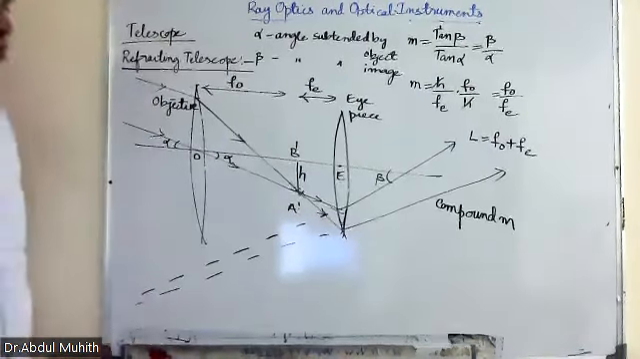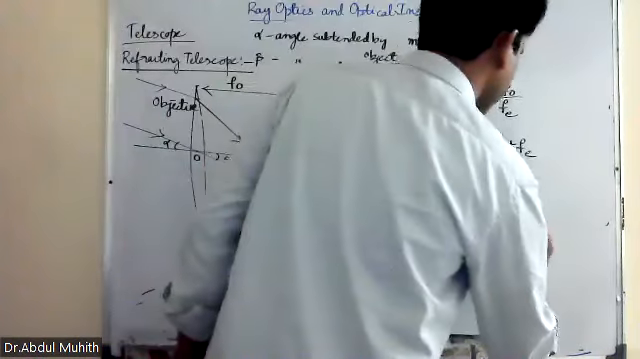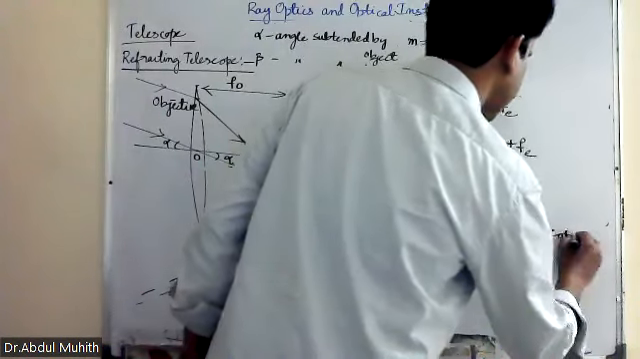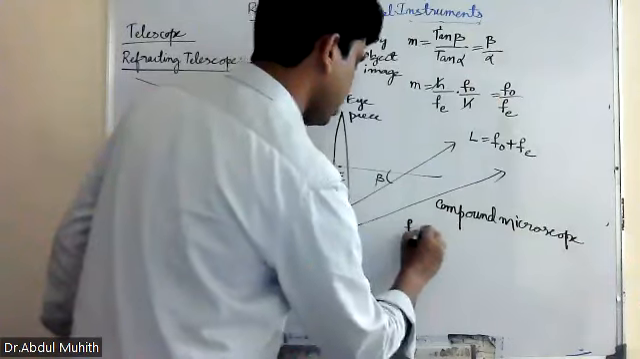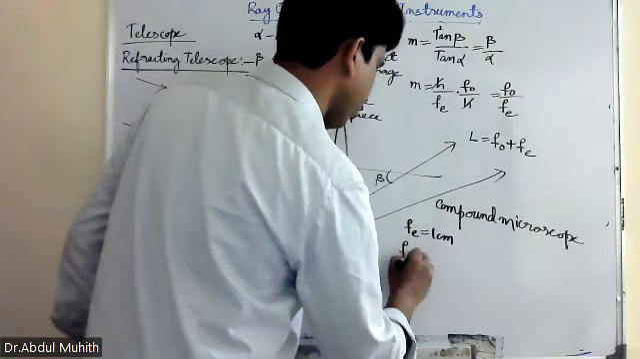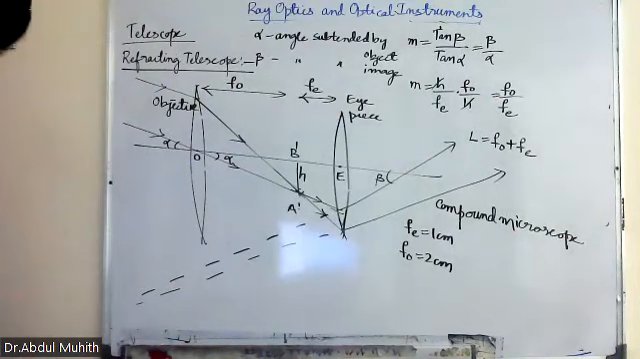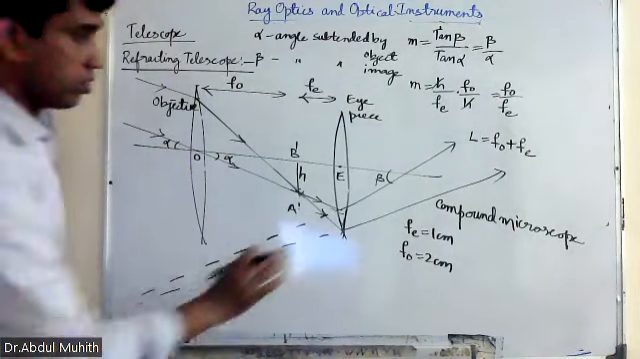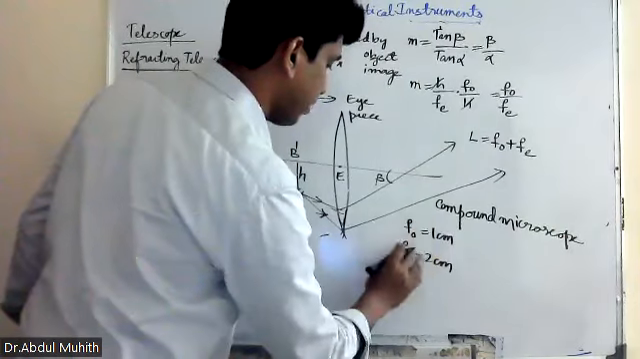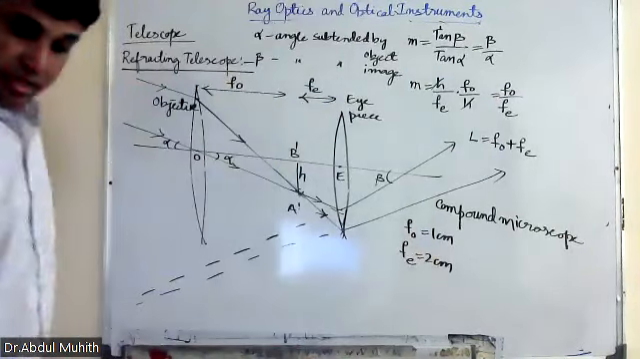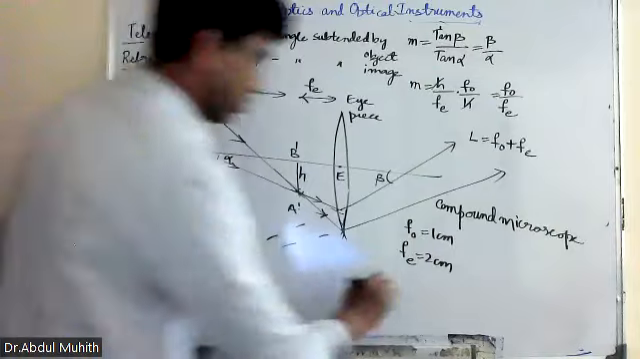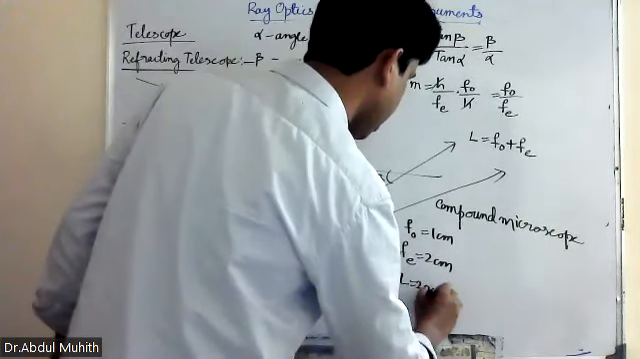In the problem, in a compound microscope, here Fe is 1 centimeter, Fo is 2 centimeter, and L is equal to 20 centimeter. L equal to 20 centimeter.